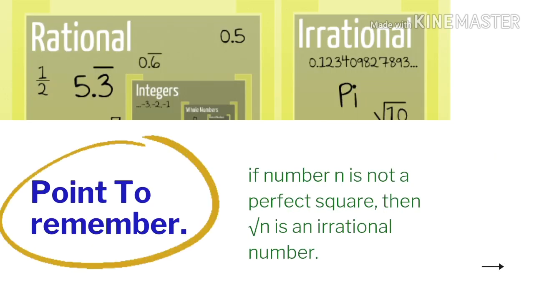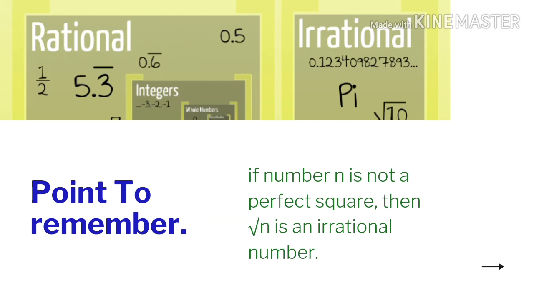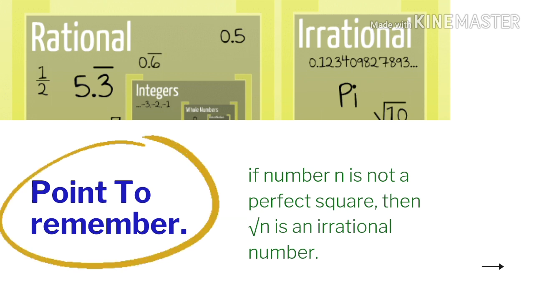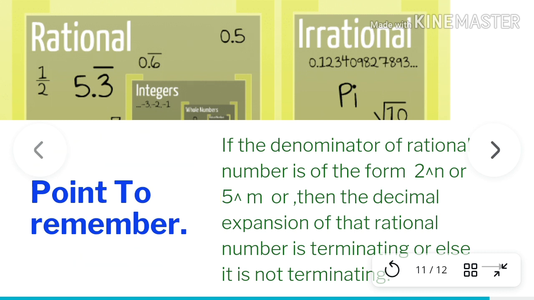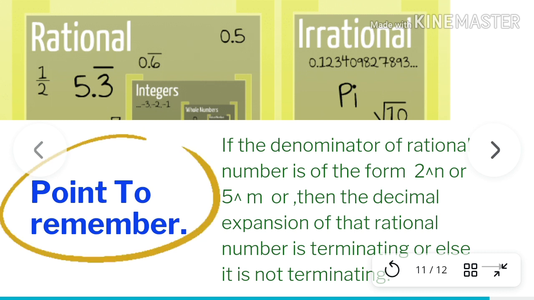There are some points to remember in this chapter. If n is not a perfect square, then the square root of n is an irrational number. The last point of this chapter is the rational numbers and their decimal expansion.